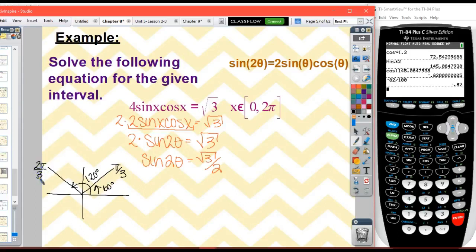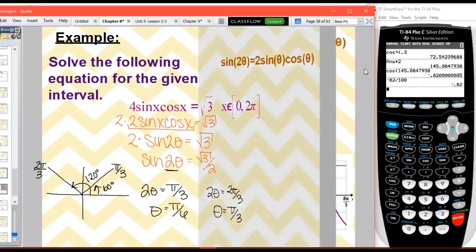All right, something that we need to keep in mind, though, is that this is a 2 theta. So 2 theta needs to equal pi over 3, or 2 theta would need to equal 2 pi over 3. So we would divide both of these answers by 2, and we would end up getting a pi over 6, and over here we would end up getting a pi over 3. Half of 60 degrees is 30 degrees, which is pi over 6. Half of 120 is 60, which is pi over 3.